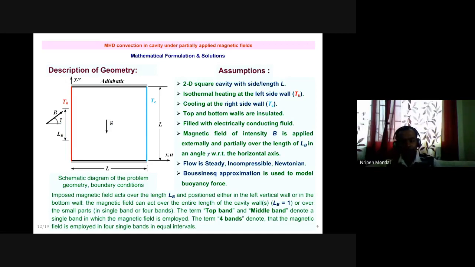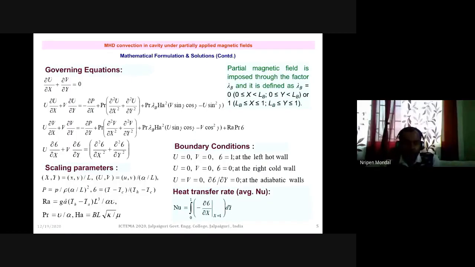Here the important term is that L_B has been defined to introduce the partial magnetic field. Even while keeping the length fixed, we have split the magnetic field acting over the domain. That has been defined as a band. It may be a top band, a middle band, or even a split mode, that is, four bands. We can understand this from the results. Before going into the results, we can see the basic governing equations: the continuity equation, momentum equation, and energy equation. These are the dimensionless governing equations, which have been derived utilizing the scaling parameters.